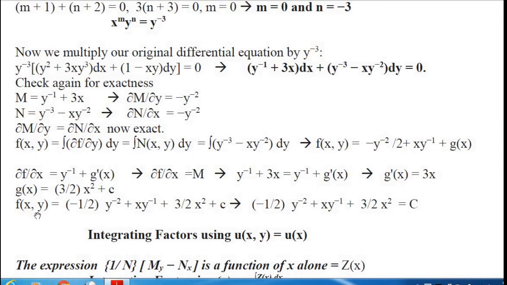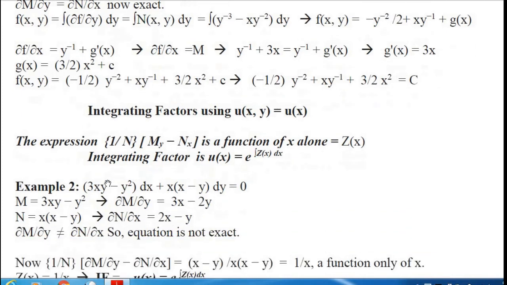Now f of x y is obtained using this as minus half into y raised to minus 2 plus x y raised to minus 1 plus 3 by 2 x square plus c from here. And in our text we write the solution as f of x comma y equal to a constant. So we write the solution in this way.